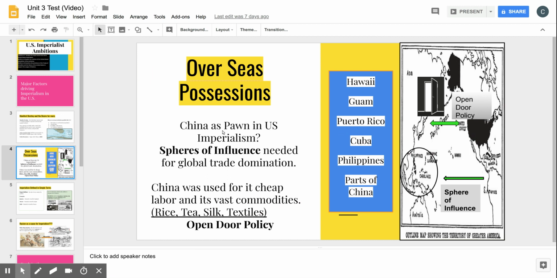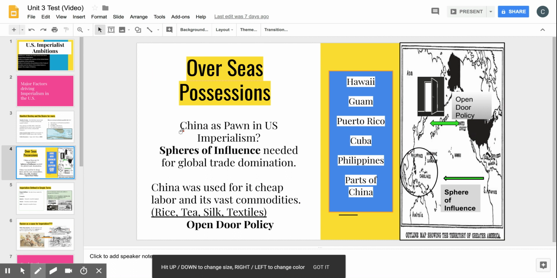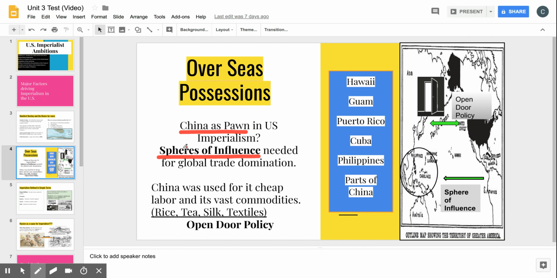Okay, so China, we can talk about as a pawn in the U.S. imperialism. Why do we go to China now to manufacture products? Well, because it's cheaper. The same thing applied back then. So we use them as a chess piece. And spheres of influence are needed, special word right here, needed for global trade domination. This is a sphere of influence. This area right over here with Puerto Rico and Cuba, that's a sphere of influence. It's important because it's close to us, or because it offers us something. China was important for many reasons: rice, tea, silk, textiles. Textiles, if you just look at your clothes, that's a textile. That was considered the open door policy. At any point, stop the video and review some of this.